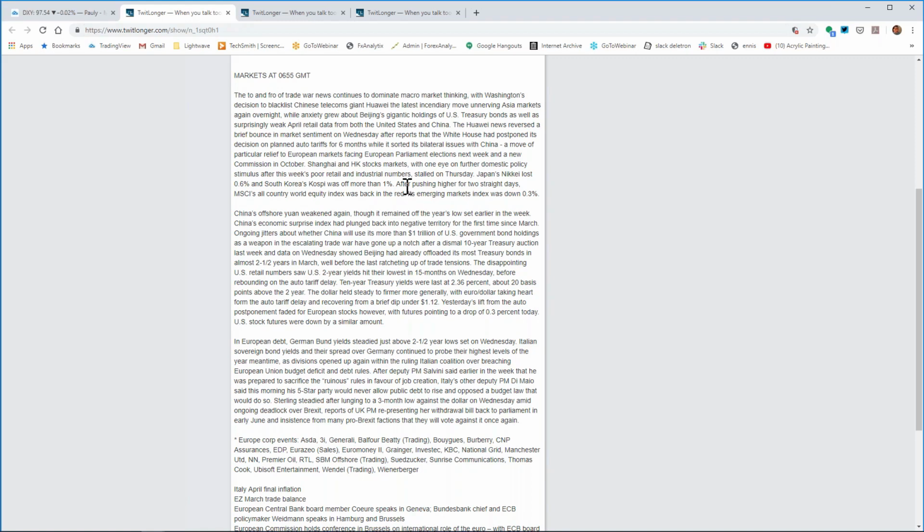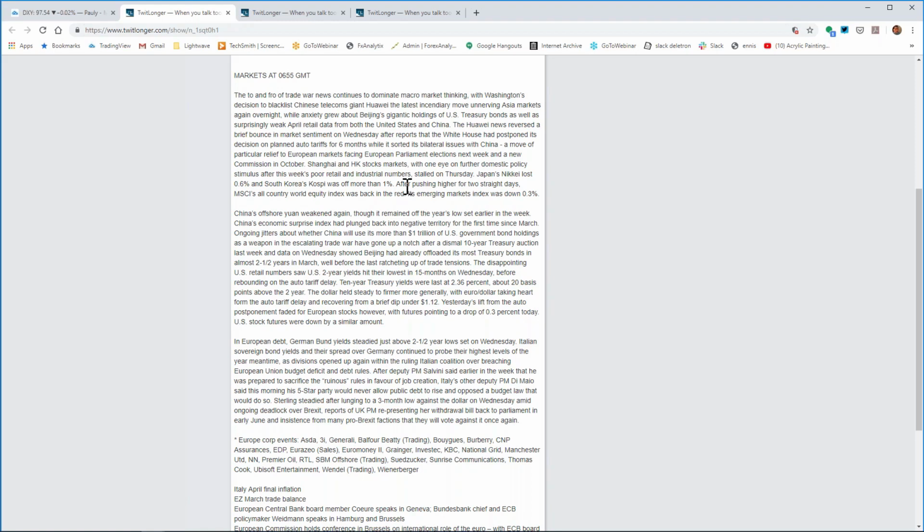And China, the Huawei news reversed a brief bounce in market sentiment on Wednesday after reports that the White House has postponed its decision on planned auto tariffs for 6 months while it sorted out its bilateral issues with China, a move of particular relief to European markets facing European Parliament elections next week and a new commission in October. Shanghai and Hong Kong stock markets, with one eye on further domestic policy stimulus after this week's poor retail and industrial numbers, stalled on Thursday.